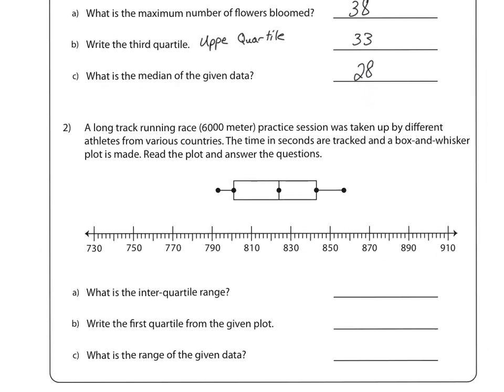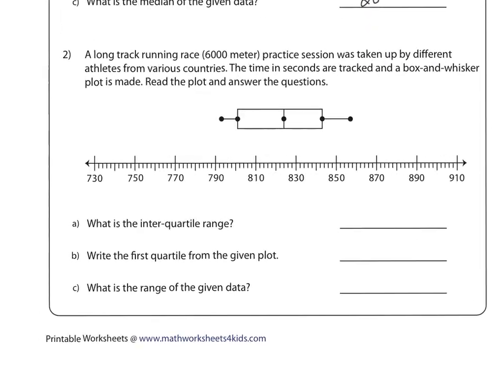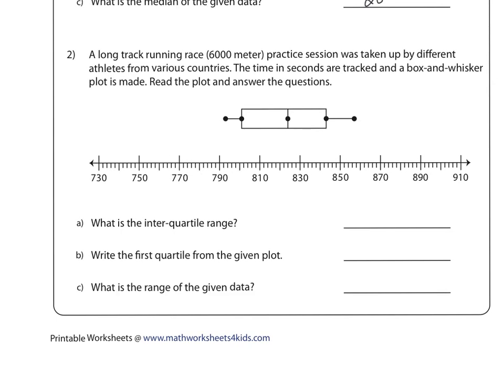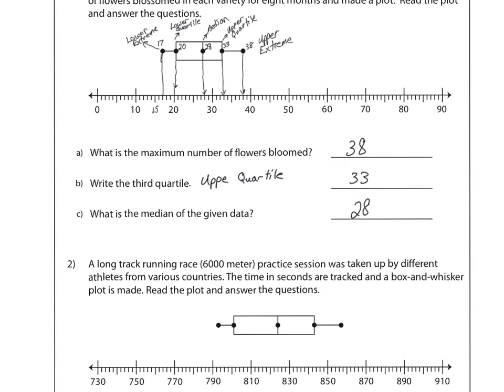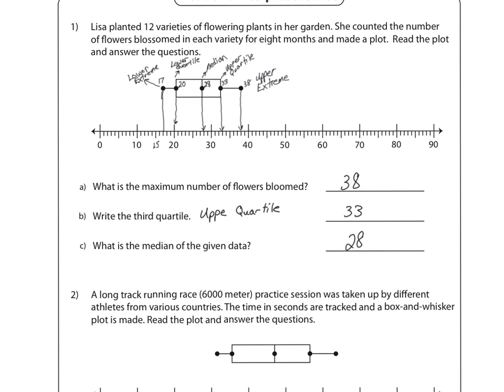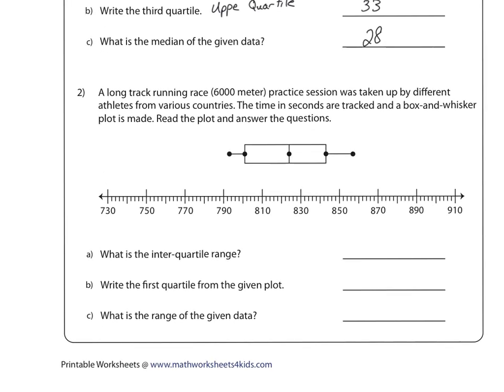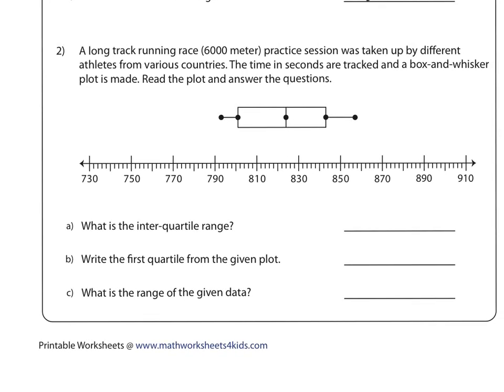Okay, so when we take a look at a long track race, 6,000 meters. Now, in this previous problem, she's trying to maximize the number of blossoms. It should make sense that we want flowers that bloom with more blossoms on them. So the idea is to find those flowers that are giving her the best results. What we find with this problem, we want the people that are running less time to finish this race. So they timed it in seconds, and so what we do is, again, line up.